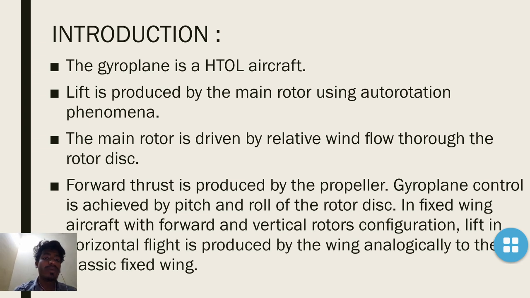Lift is produced by the main rotor using the auto-rotation phenomenon. The main rotor is driven by relative wind flow through the rotor disc. Forward thrust is produced by the propeller. Gyroplane control is achieved by pitch and roll of the rotor disc. In fixed wing aircraft with forward and vertical rotors configuration, lift and horizontal flight is produced by the wing, analogically to the classic fixed wing.